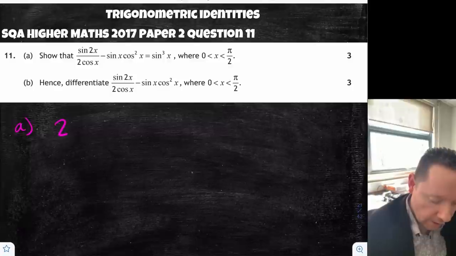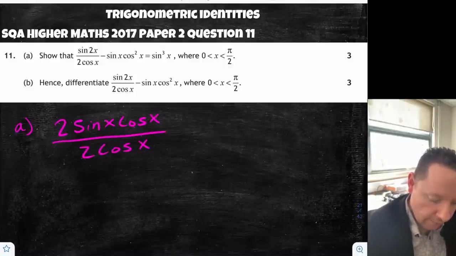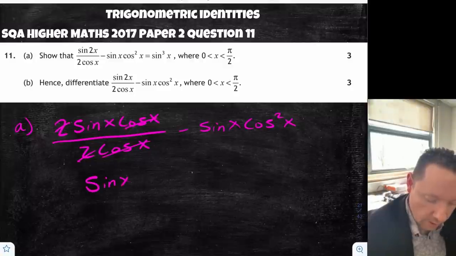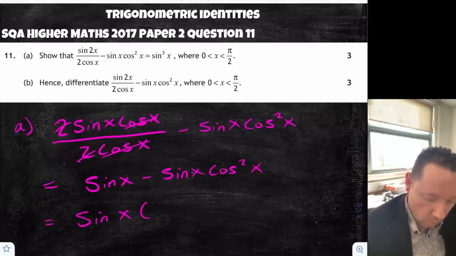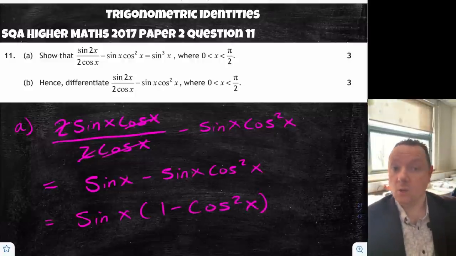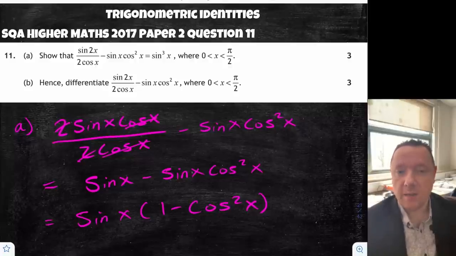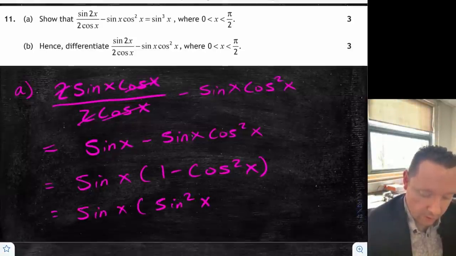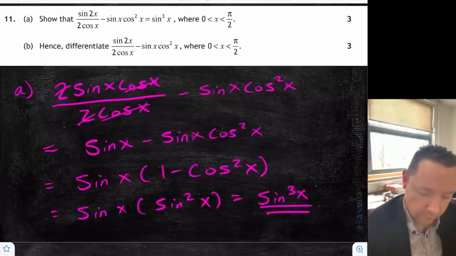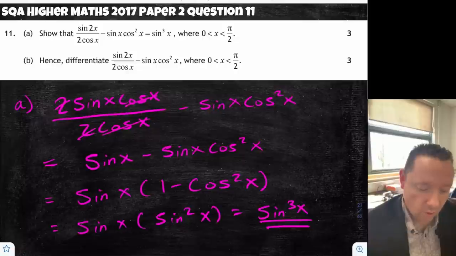We've got sine 2x. We can write that as 2 sine x cos x, just using the start of the exam paper, over 2 cos x. And then we've got minus sine x cos squared x. So we can cancel the 2s and we can cancel the cos x's. That leaves just sine x, minus sine x times cos squared x. Sine x is a common factor, so that gives me sine x bracket 1 minus cos squared x. And if you're paying attention, you'll realize that 1 minus cos squared x is also equal to sine squared x. Just check the exam paper: sine squared plus cos squared equals 1. So that means I can say that that is sine x times sine squared x, which is equal to sine cubed x, as required.